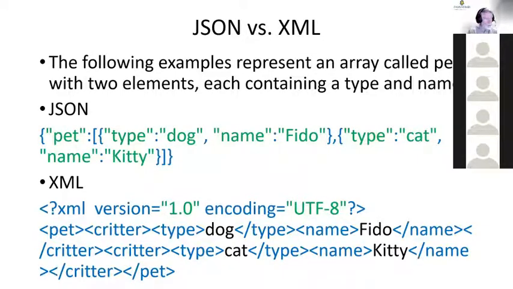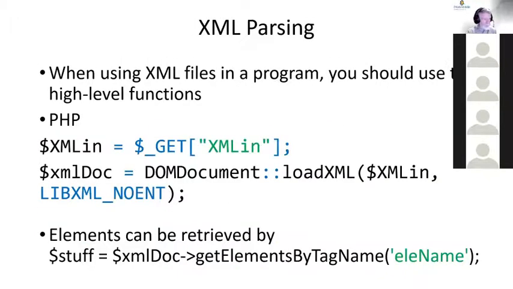People tend to be moving to JSON away from XML, although XML has some advantages in that it's self-describing and you can enforce it. Now, examples of how you use an XML file in different languages.